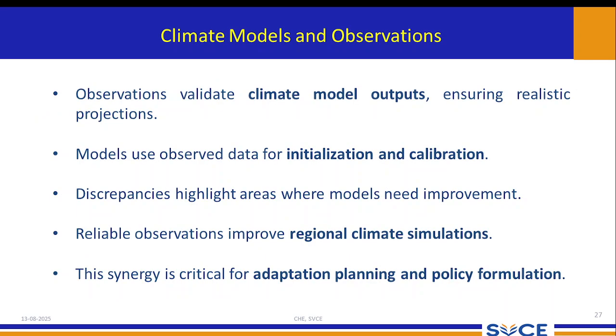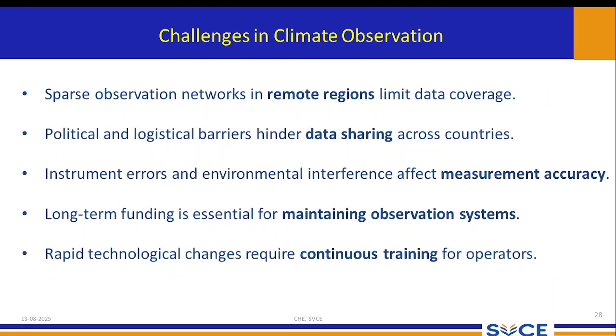Climate models and observation. Observations validate climate model outputs, ensuring realistic projections. Models use observed data for initialization and calibration. Discrepancies highlight areas where models need improvement. Reliable observations improve regional climate simulations. This synergy is critical for adaptation, planning, and policy formulation.